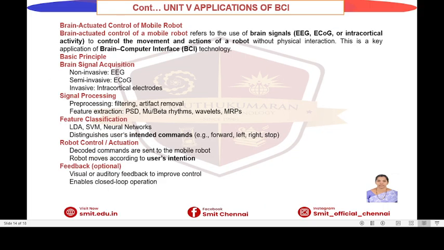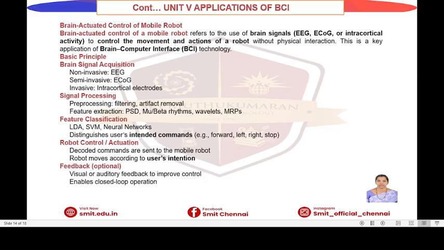Here, in the BCI syllabus, they have given one case study, that is brain-actuated control of a mobile robot. So, what does that mean? By using brain signals, it may be anything, EEG, EOG, or intracortical activity, to control the movement and action of the robot without any physical interaction.